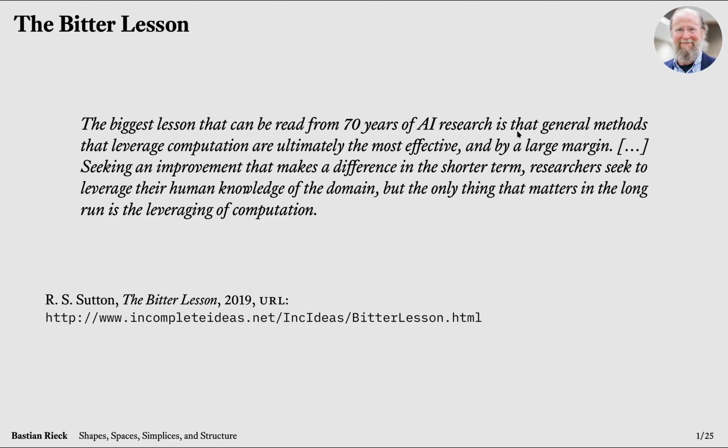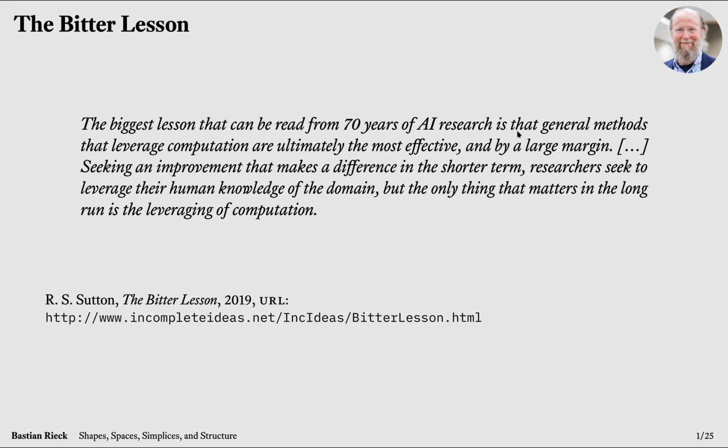So Rich Sutton said that the biggest lesson from 70 years of AI research is that general methods that leverage computation are ultimately the most effective, and by a large margin. Whereas if we seek an improvement that makes a difference in the shorter term, we often leverage our human knowledge, but the only thing that actually matters in the long run is the leveraging of computation. That sounds a little bit like a bummer if you ask me. And I also don't fully agree with the statement. I think it has to be read a little bit more in context.